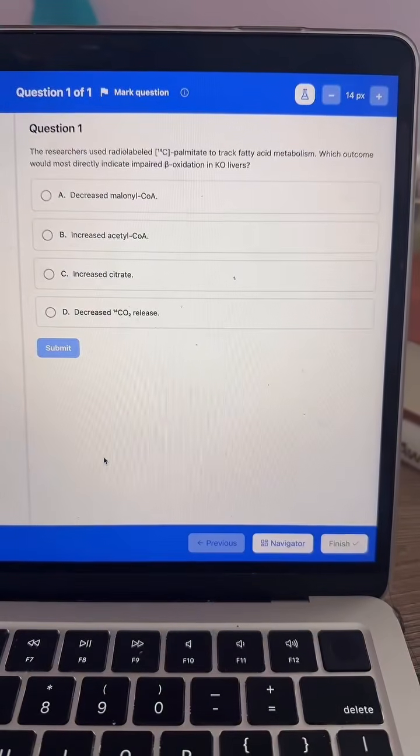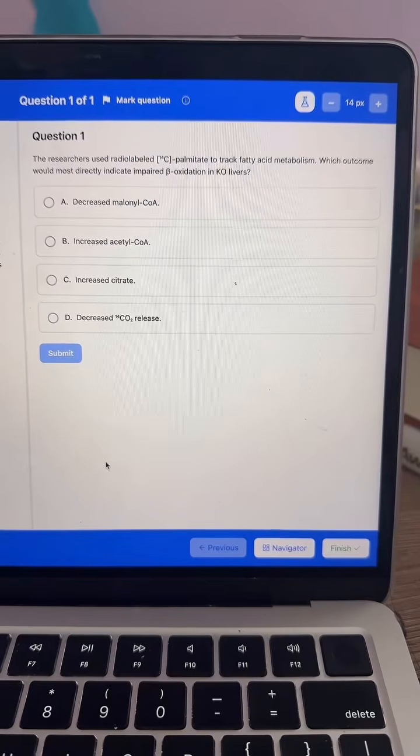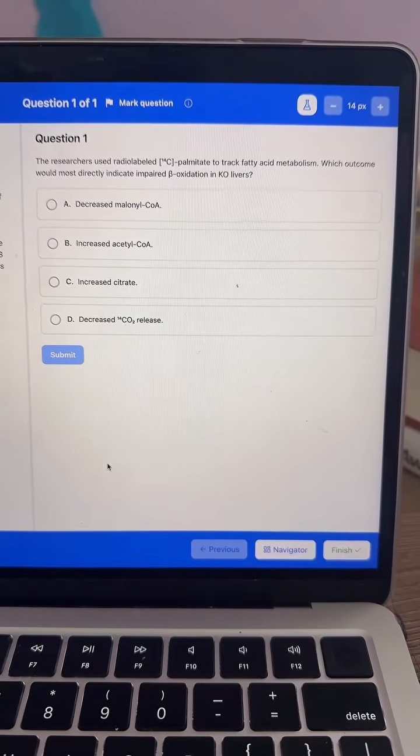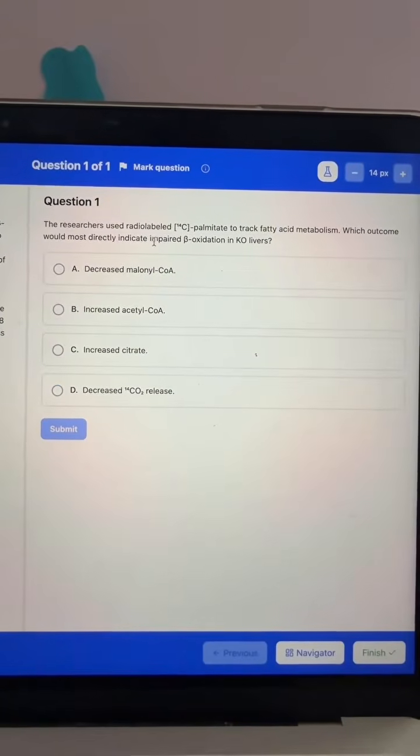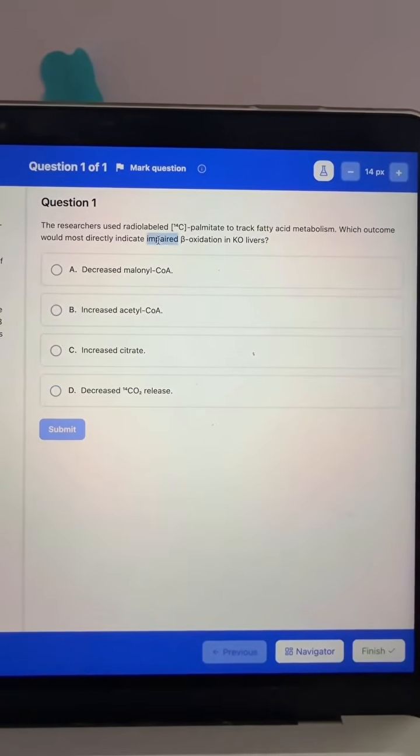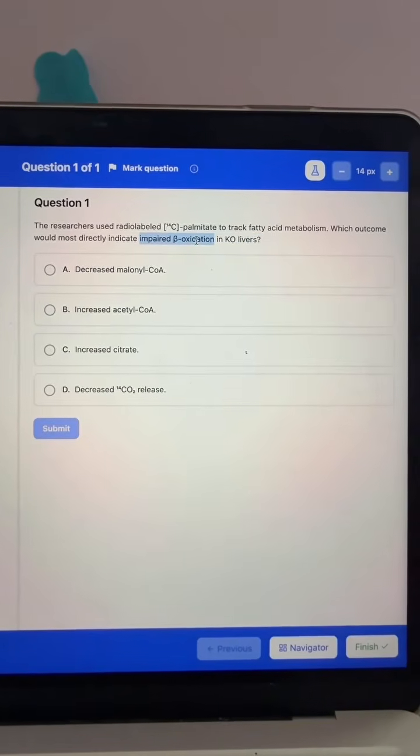Let's go over this MCAT biochem problem. Researchers used radio-labeled palmitate to track fatty acid metabolism. Which outcome would most directly indicate impaired beta oxidation in knockout livers? So although this is a passage-based question, what we're looking for is an answer choice that's consistent with what would happen if we impair beta oxidation.